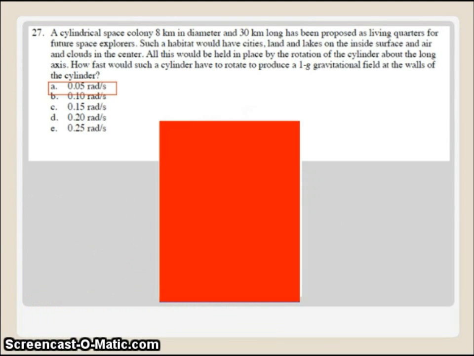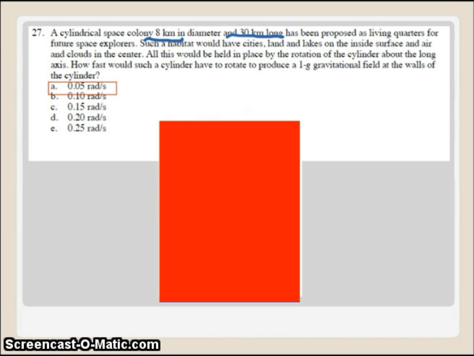And so this is a simple example of a rotational kinematics problem. The question is saying you have a cylindrical space colony, so it's a cylinder, make that clear, and it has an 8 kilometer diameter, so a 4 kilometer radius, and it's 30 kilometers long, and it's been proposed as living quarters for people in space, has things inside, and has to be held in place by the rotation of the cylinder about the long axis.